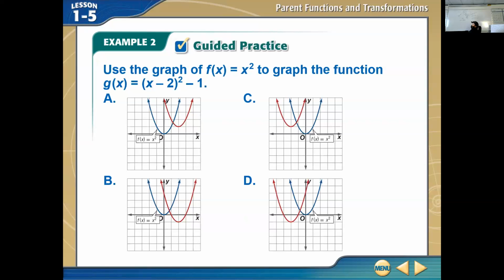Okay, we have the graph x squared, and we want to find g of x, which is equal to (x minus 2) squared minus 1. So this graph should be shifted to the right 2, down 1, which corresponds to answer B.